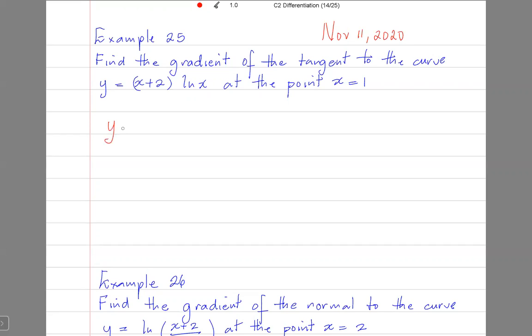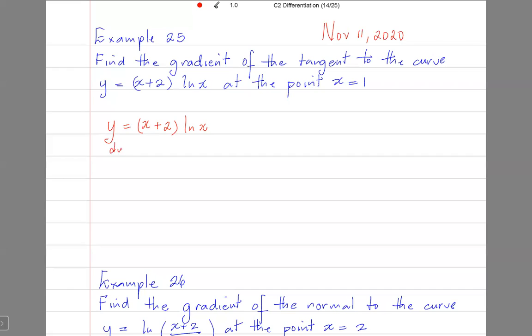So I have y is equal to x plus 2 ln x. Now, I'm going to differentiate. This is a product differentiation. I am multiplying two functions of x. So I'm going to have to use the product rule.